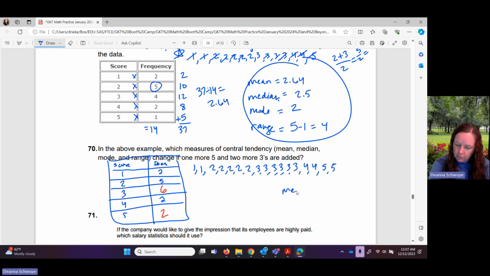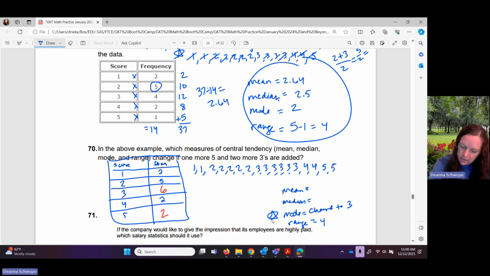So again, we're going to write out our words: mean, median, mode, range. Range really quickly stayed the same, so the range is still 4. The mode changed to 3. So the mode changed.